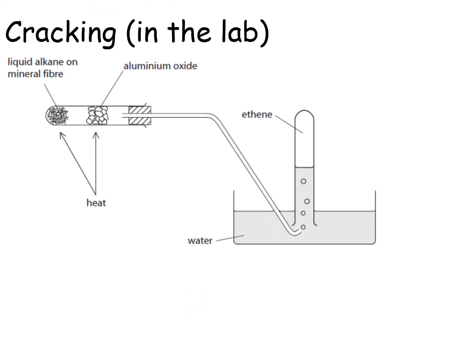So this is what cracking looks like in the lab. You have your longer chain alkane soaked in mineral fiber. It has to be mineral fiber so it doesn't burn, instead of cotton wool or anything else. And then you have your catalyst, which is your aluminium oxide. Your heat is directed at the catalyst to heat it up. It could be alumina, which is aluminium oxide, or silica, which is silicon dioxide, and some heat will be directed to the organic molecule here, and that's just to help vaporize it. So it goes over the hot catalyst and cracks. Now, I would recommend pausing and sketching this diagram so you are clear about what is happening here. And we use water displacement here to collect the gas.